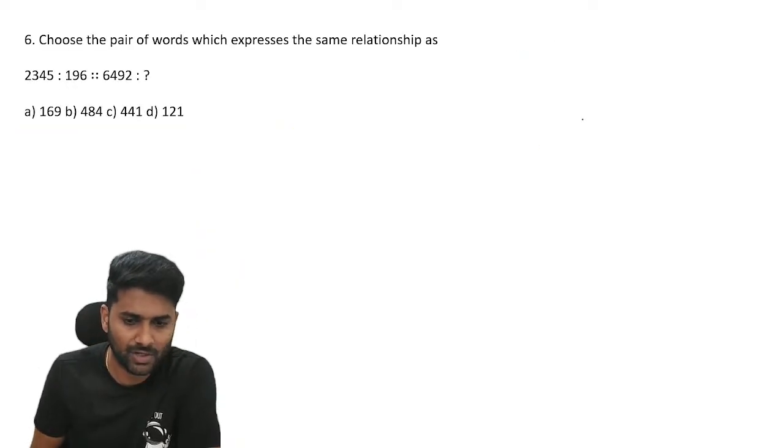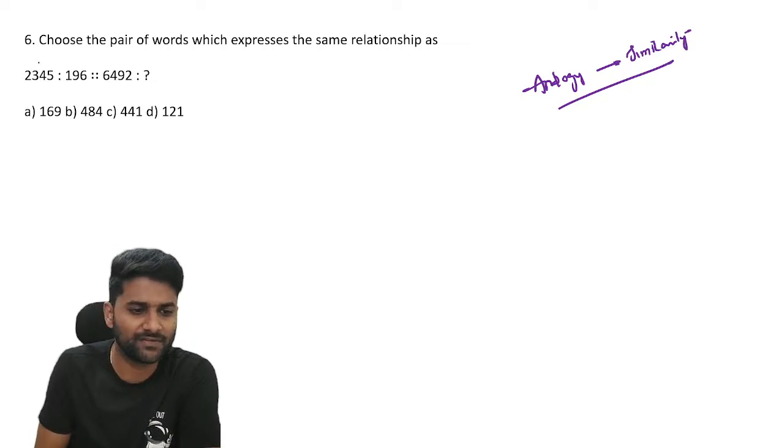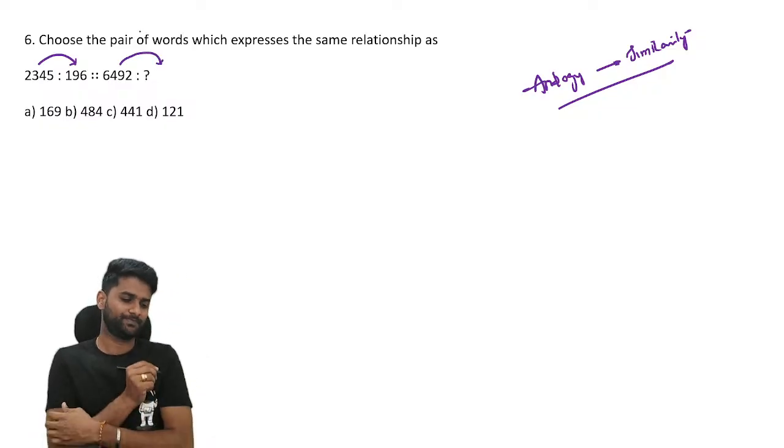Now it's all about the concept of analogy. Analogy is all about similarity. Just apply the same relation. Identify the relation among 2, 3, 4, 5, and apply the same here: 6, 4, 9, 2.